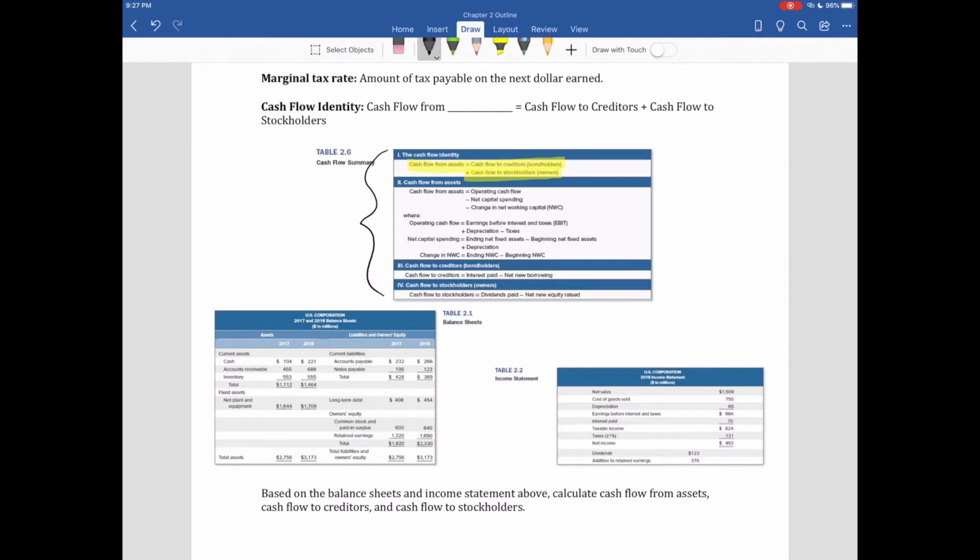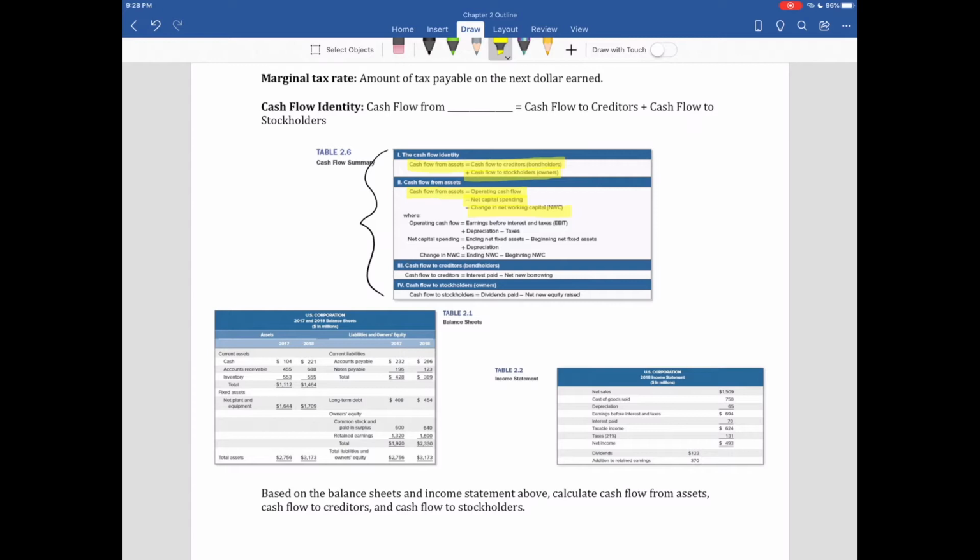So the first thing that we will be doing is calculating cash flow from assets. If we look at our equation sheet, we see that cash flow from assets is equal to operating cash flow. So what types of cash flows did your operations bring in? Net capital spending. What types of cash flows did you spend or receive based on fixed assets purchases or sales? And then change in net working capital. What types of cash flows occurred from an increase in current assets relative to current liabilities or a decrease in current assets relative to current liabilities.